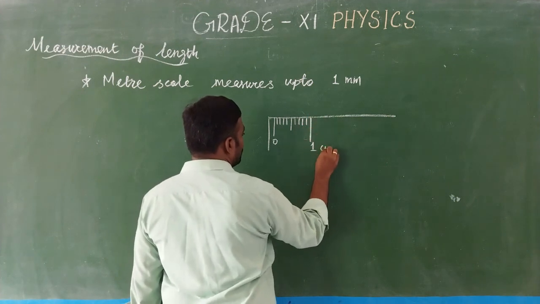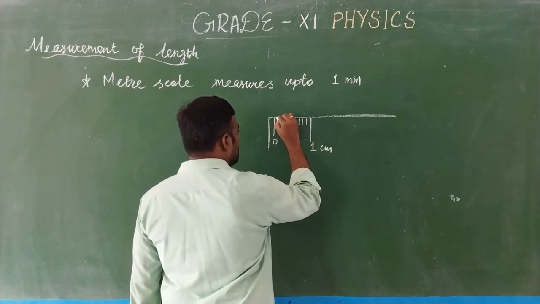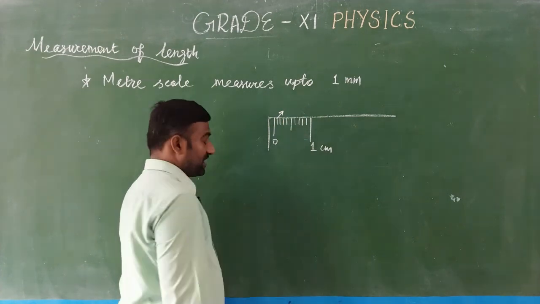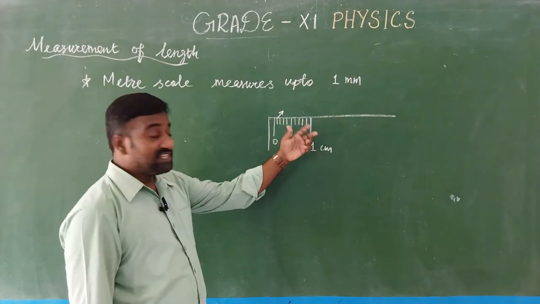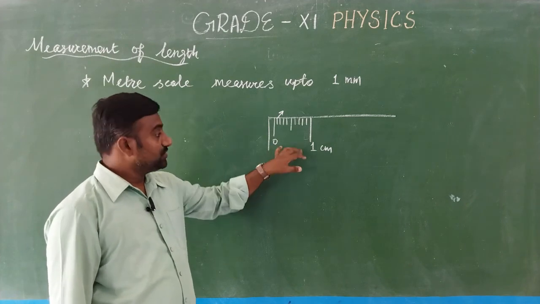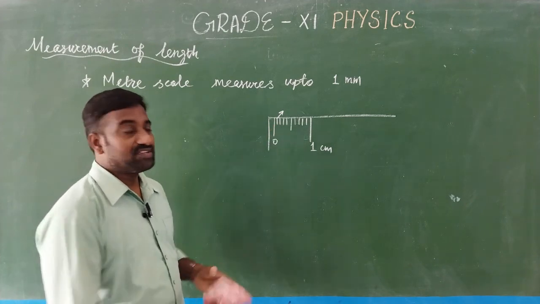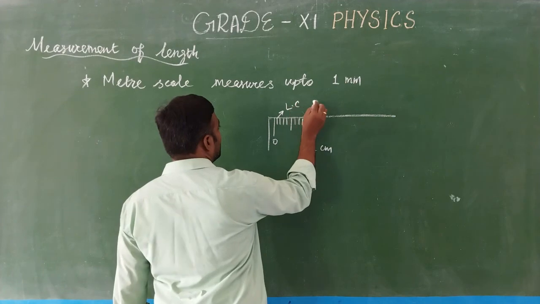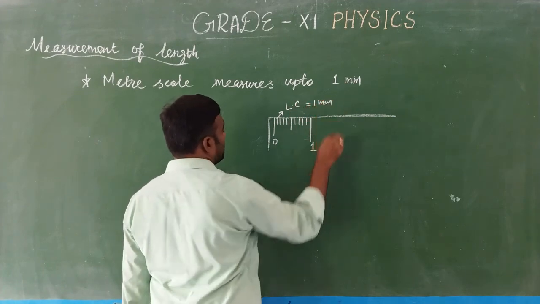10 millimeter is equal to 1 centimeter. So what is the least count? Least count is the lowest measure of any instrument. So in this meter scale, the lowest measure is 1 millimeter, which is called the least count. So least count is 1 millimeter.